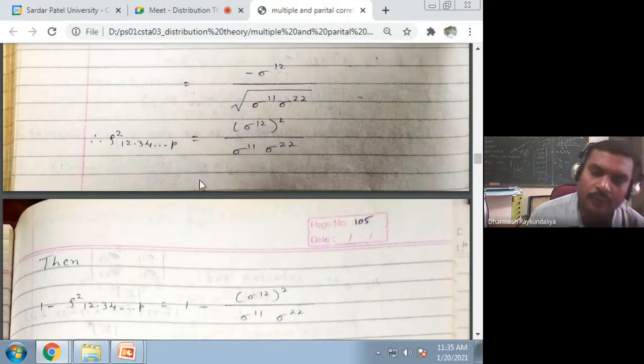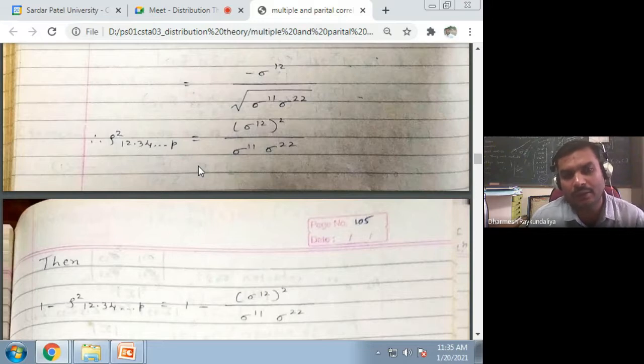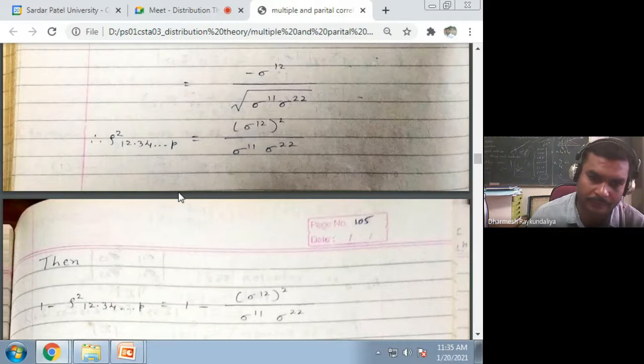x1 and x2 when x3 is held fixed. So what is x3? X3 is nothing but the other variables which we have applied in the regression.